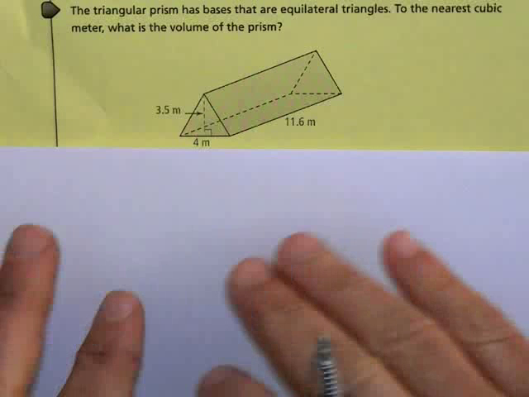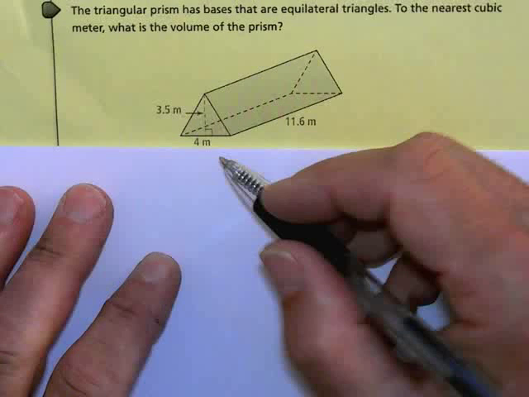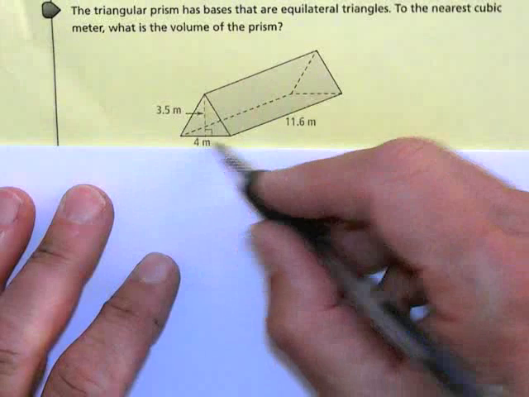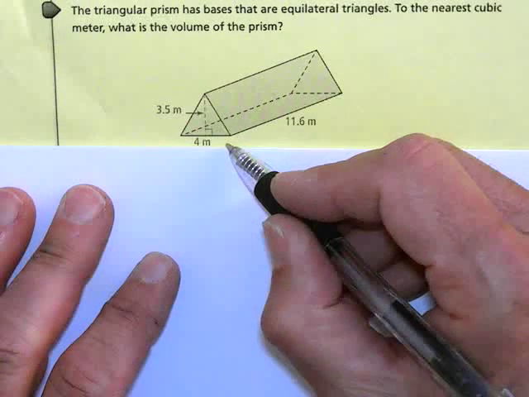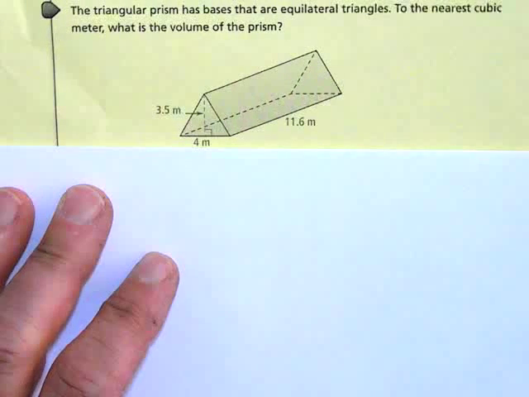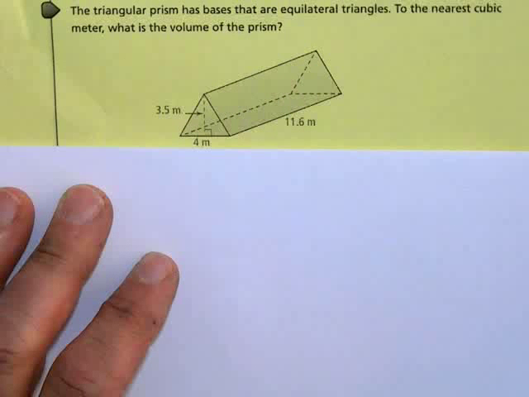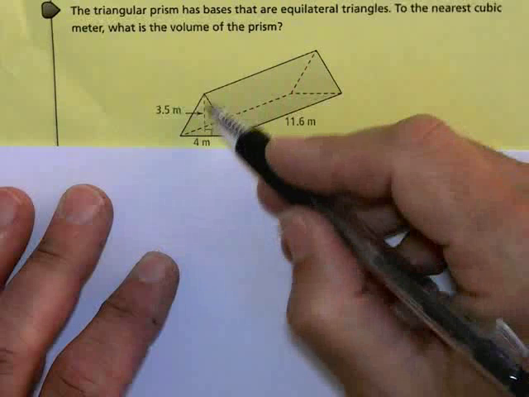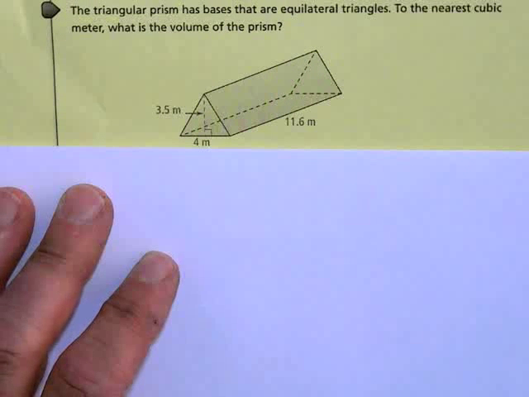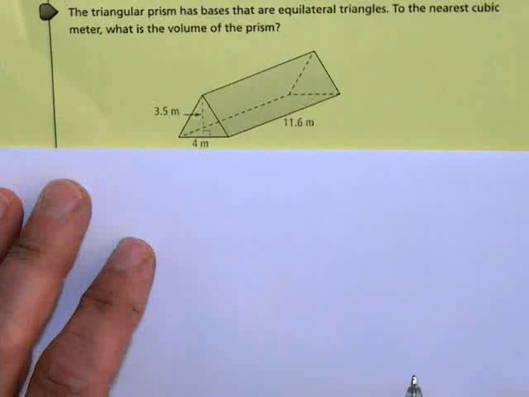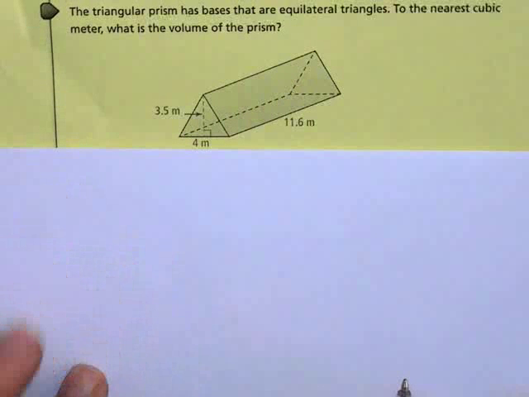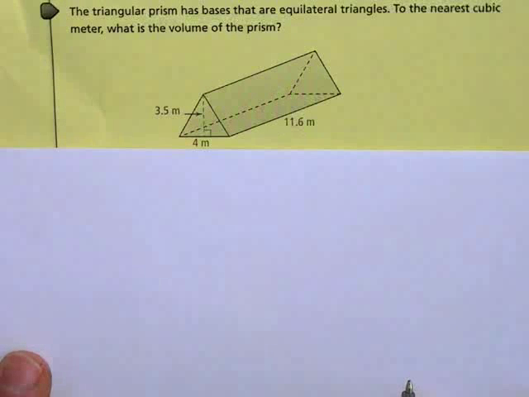Okay, well, if they're equilateral triangles, that would explain why I've only got one measurement here of 4 meters. That's the only thing I'm being told about the triangle. Which is fine, that's all I really need, because they also gave me the height, which is 3.5 meters, and I'm finding the volume. So as long as I've got those two numbers, I can find the base, and once I find the base, I can multiply it by the height of the prism, and I'm good to go.